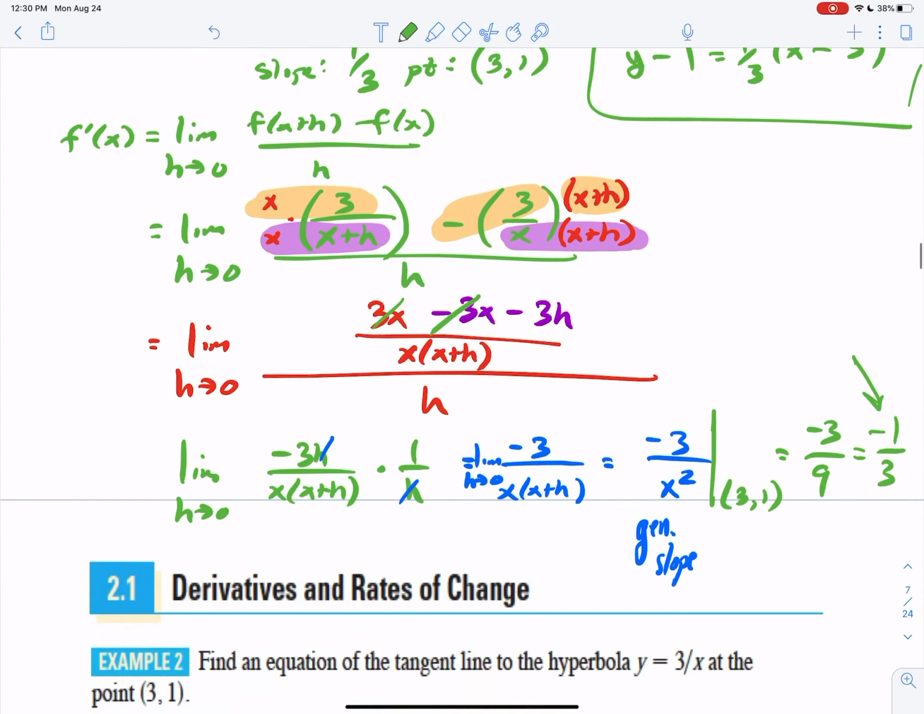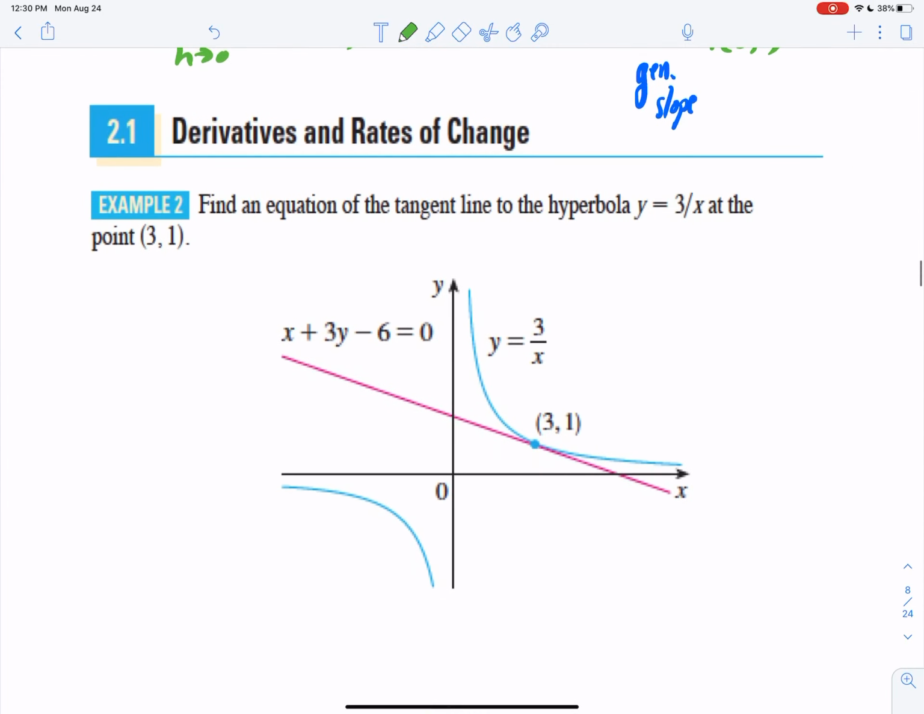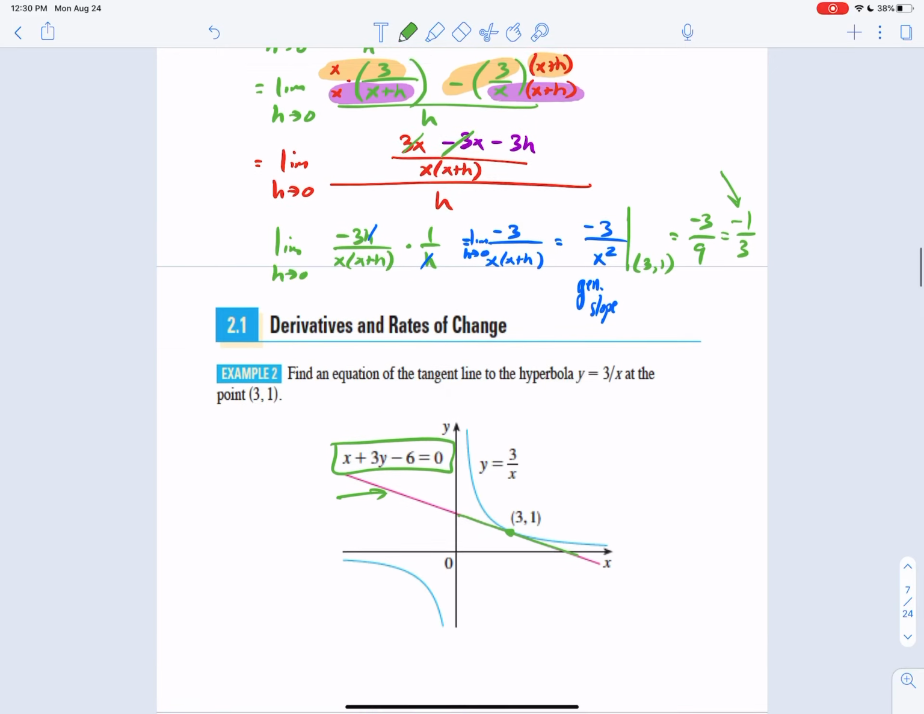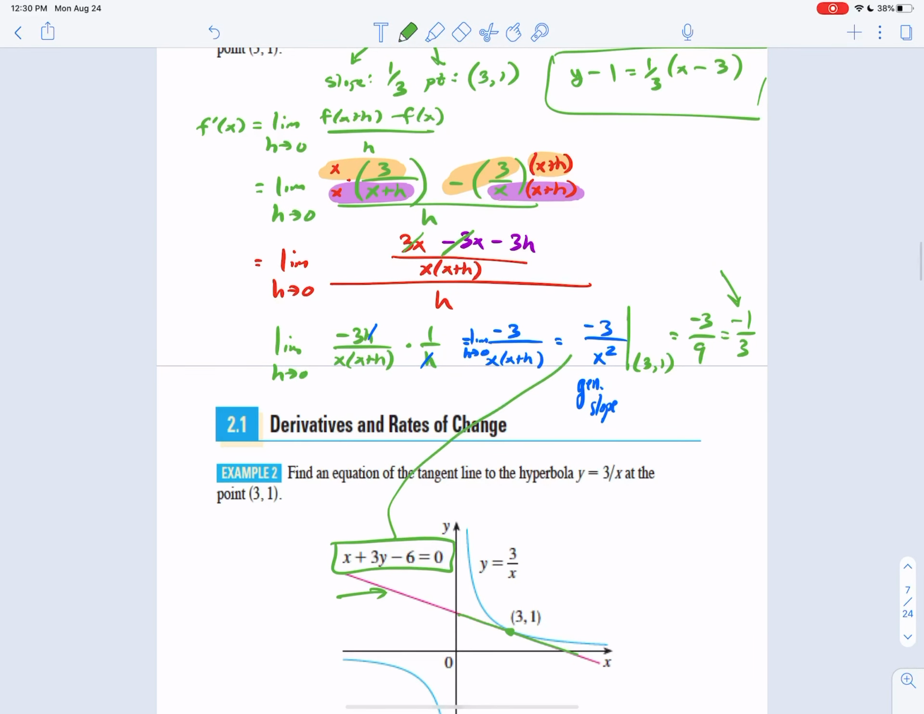Okay. Here's a visual. You have this hyperbola. And specifically, you're finding the tangent line at that point. So we found this equation. Ignore this. They wrote it in standard form, but they're just trying to get fancy. That's still the same thing as what we have right here, all right?